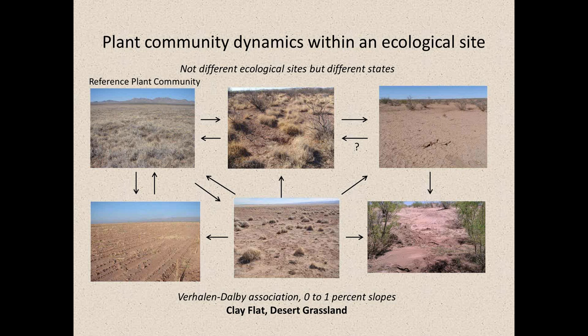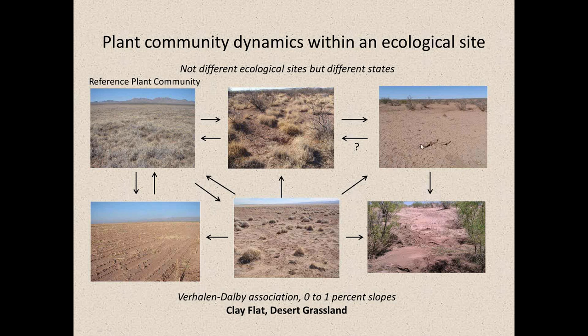The dynamics on some sites are more complex than others. So this is the Clay Flat picture that you recognize on the top left, the reference plant community. Now, there's a lot more dynamics on this one based on disturbances. This area can be cultivated, irrigated cropland, on the bottom left picture here. In other areas, livestock have brought in some mesquite, or shrubs have encroached, and the grasses have gone patchy in the middle. Some areas where the grasses have gone patchy, but the shrubs haven't encroached, in the middle center picture right here.